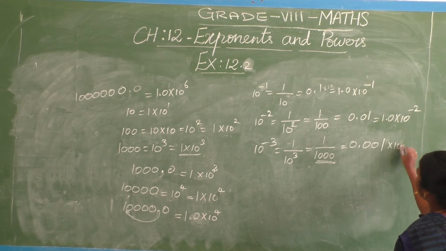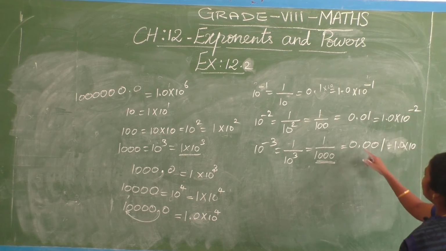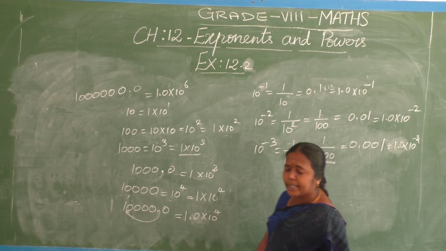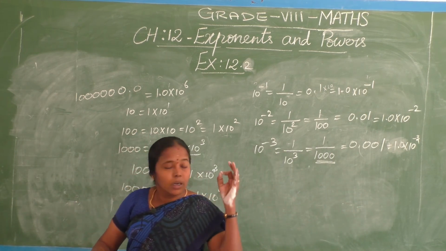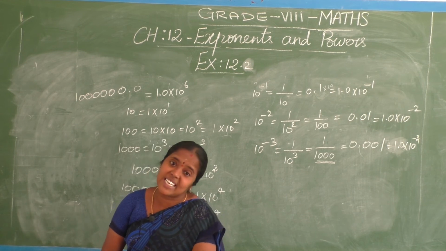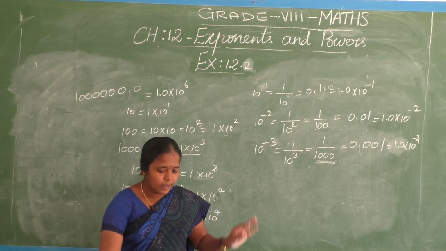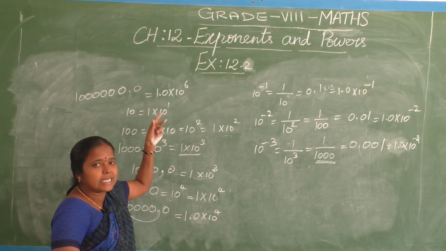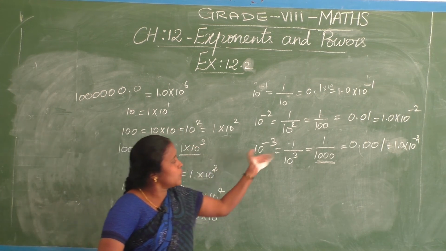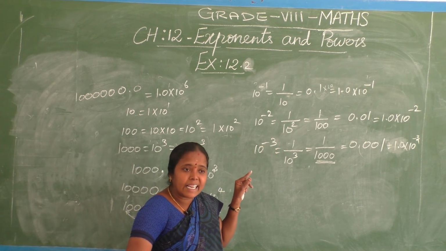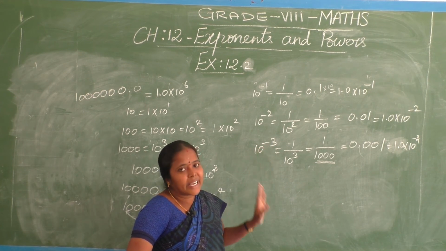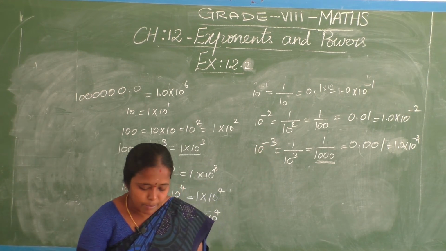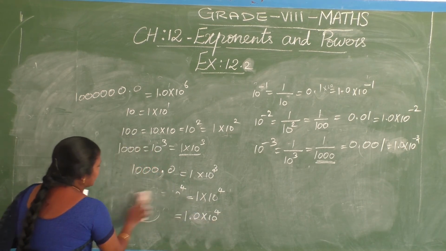Here, 1.0 into 10 power: 3 digits you moved left to right, so minus 3. This is the procedure for writing any number using exponents and powers in standard form. Clear? Again I am telling, while moving the point right to left, you must write the power in positive. If you move the point left to right while writing standard form, it must be written as a negative power. Clear? That's the whole procedure. Based on this, we are going to see exercise 12.2 now.